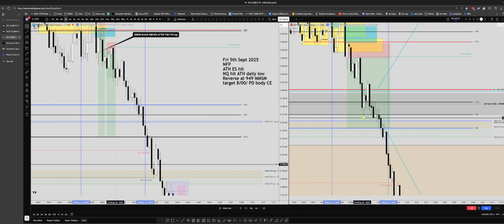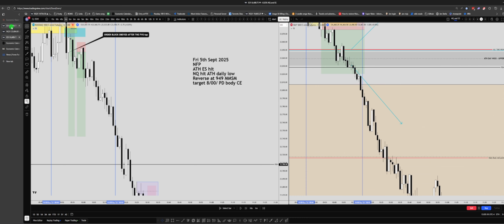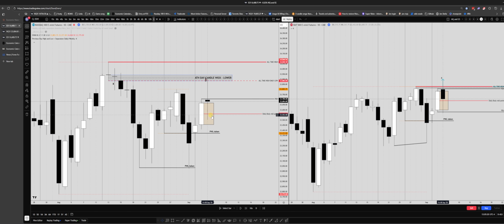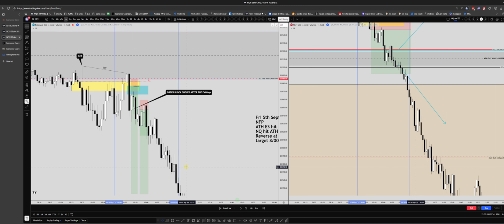Or if it decides, hey, I'm going to close again, and it closes below the all-time high day wick on the upper side, when it closes below there, now we're looking for shorts to the midpoint of the body of the previous day, the previous day body CE. And so that was the secondary target, if it didn't want to reverse off the all-time high back up.